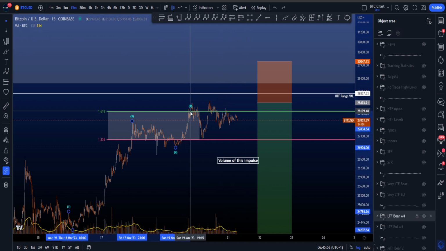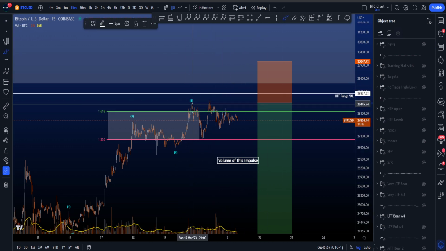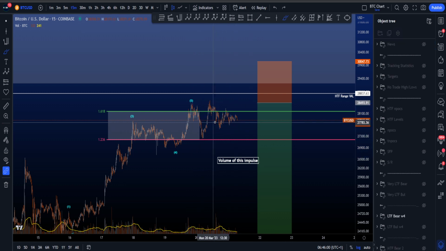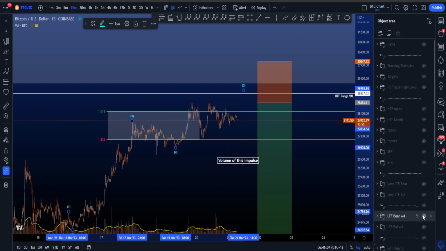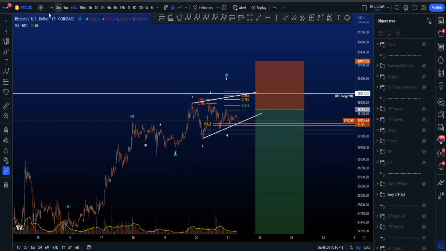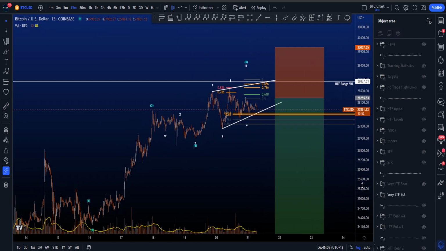The high of 5 could already be in. Yeah, and we're now in a corrective structure. However, the other scenario is that 5 is yet to come, and that is also what you're going to see in the micro counts that I have. So I have 2 micro counts going on.